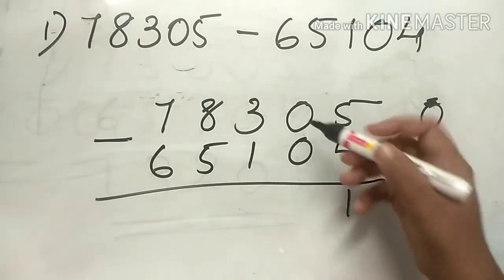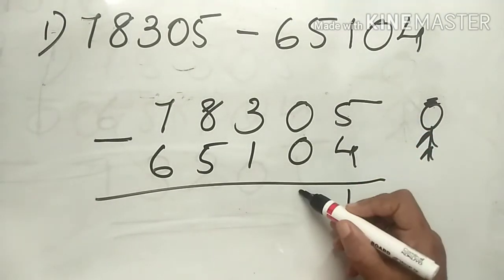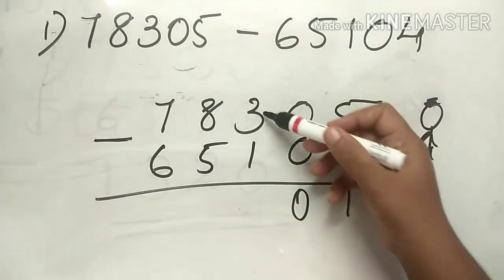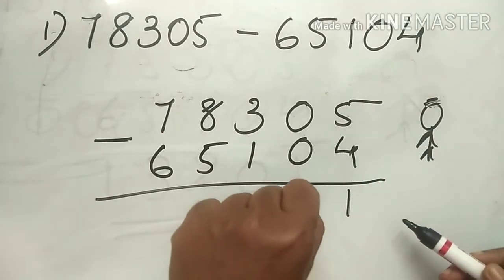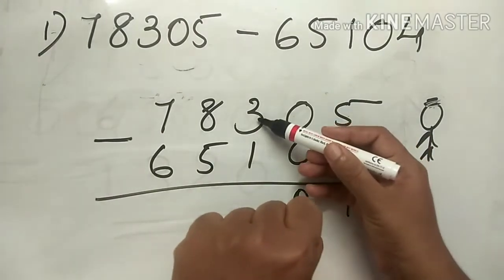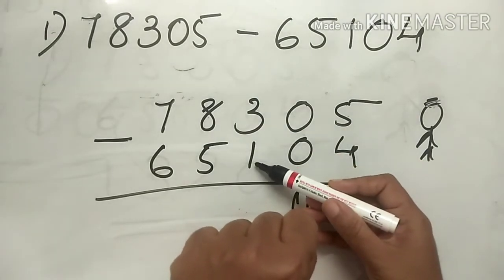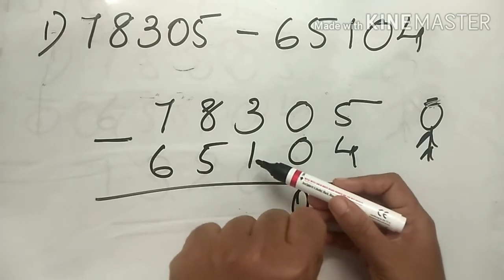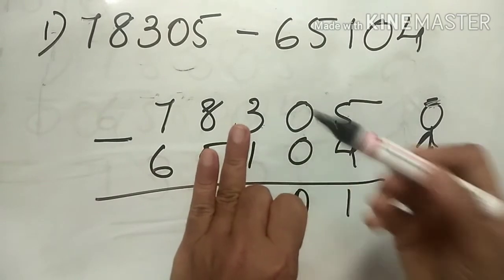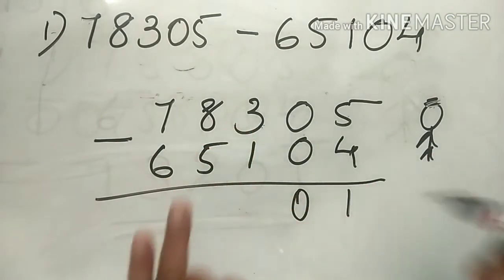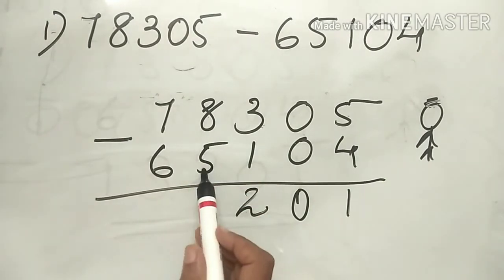Now 0 minus 0. Is it possible to subtract 0 from 0? No. So the answer is 0. 3 minus 1. 3 in your mind. Keep your hand like this, all the fingers closed. After 1, you have to count, 2, 3. Till the number 3 you have to count. So how many fingers? 2 fingers. So the answer is 2.